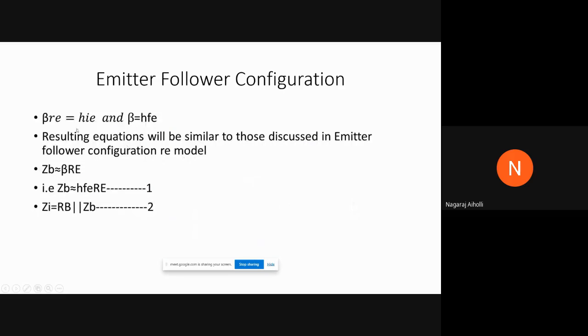We know the relation between the hybrid model and the RE model. In the RE model, we have beta RE, and the same beta RE becomes HIE in the hybrid model. Also beta is equal to HFE. Beta is in the RE model, whereas in the hybrid model we have HFE. This is the relation that we have already seen when comparing the RE model and the hybrid model. Beta RE is equal to HIE, beta is equal to HFE.